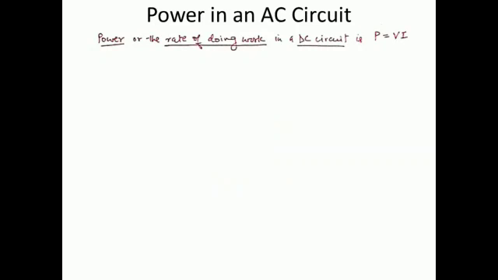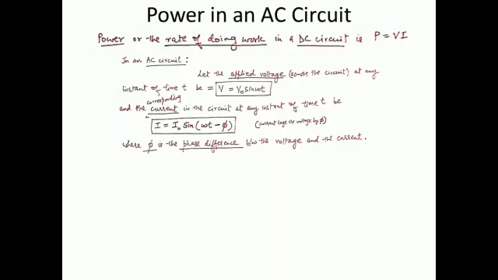Power, or basically the rate of doing work in a circuit having steady currents or constant currents, called a DC circuit, is simply the voltage times the current, that is, P is simply equal to V times I. However, in an AC circuit we will soon see that the expression for true power is slightly different from that in the case of the DC circuit.